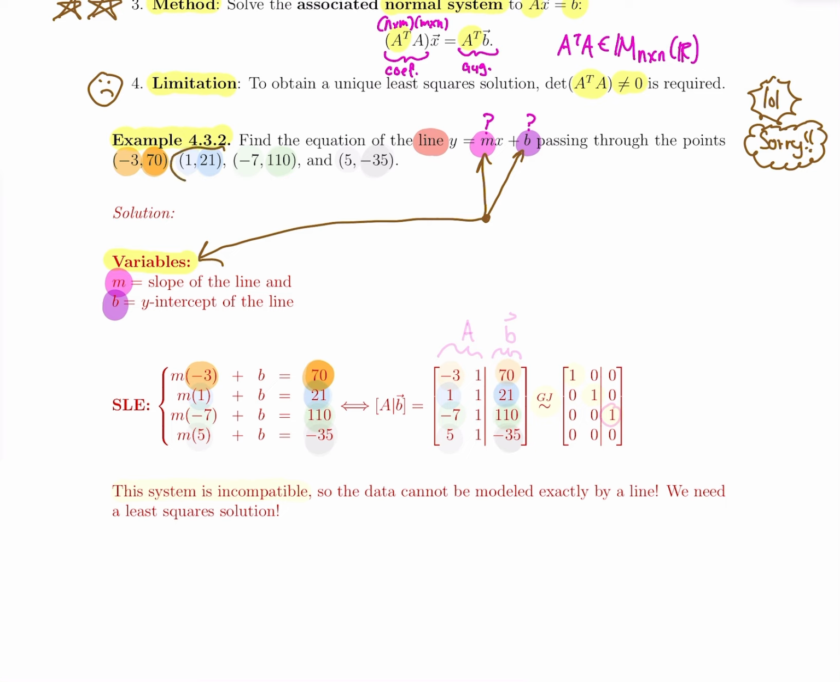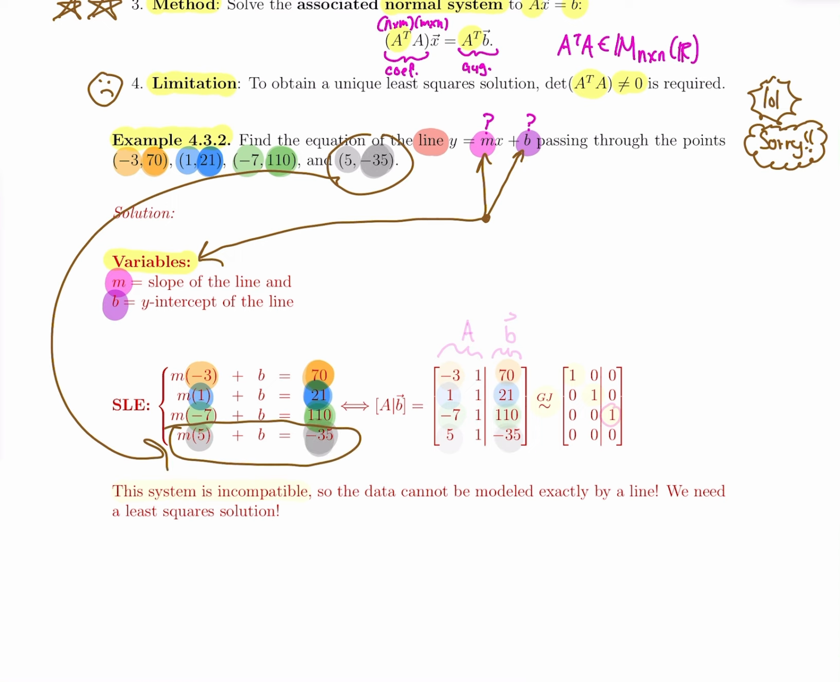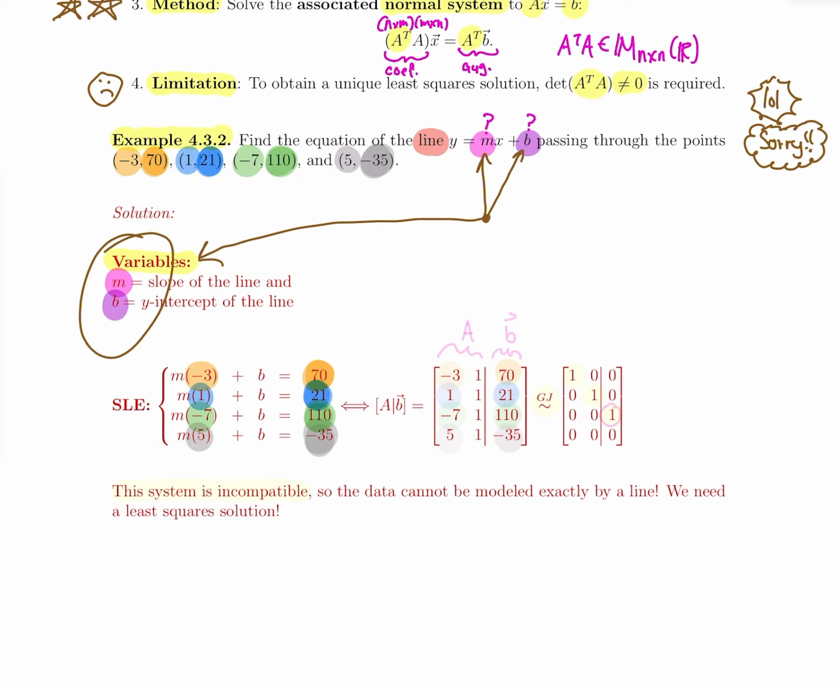Then you plug it again. So we also want m times 1, plus b, equal to 21. That's for my second point. Then again, you replace x by minus 7 and y by 110, and that gives you your third equation. Finally, replacing x by 5 and y by minus 35 gives you your last equation. Remember here, the unknowns are m and b, not x and y.